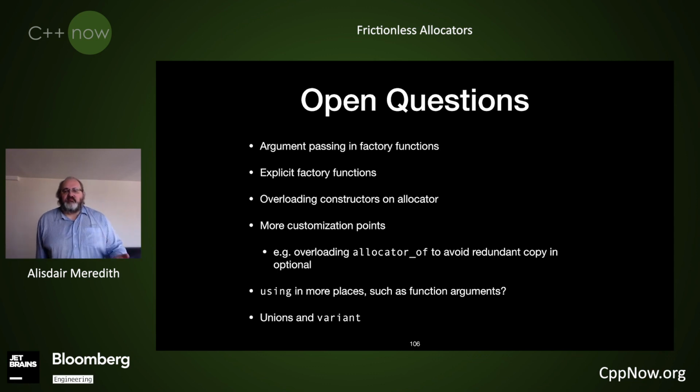Open questions: argument passing in factory functions. How do we pass the allocator for functions that are not implicitly allocator aware? And how do you get the allocator that's been passed to your factory function if you want to use it internally? You've got to query somehow the allocator that's passed into you, so you can construct the appropriate temporary that then might move into one of the other objects.